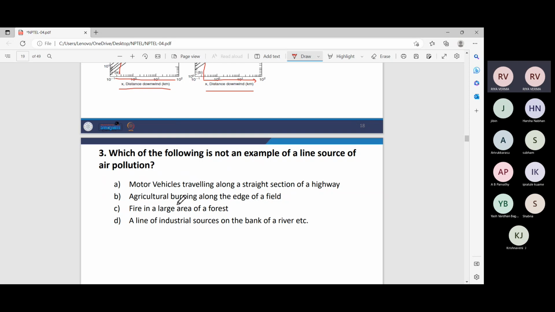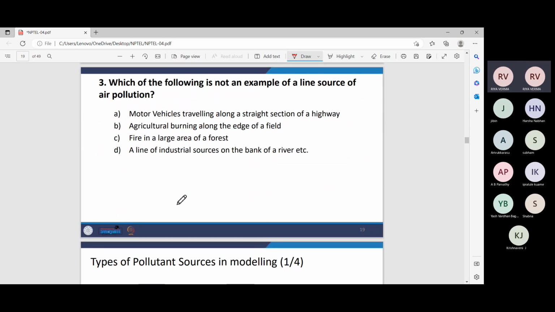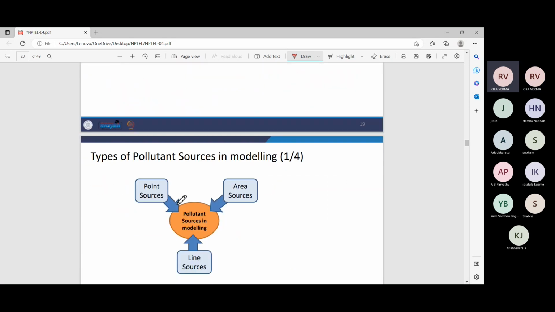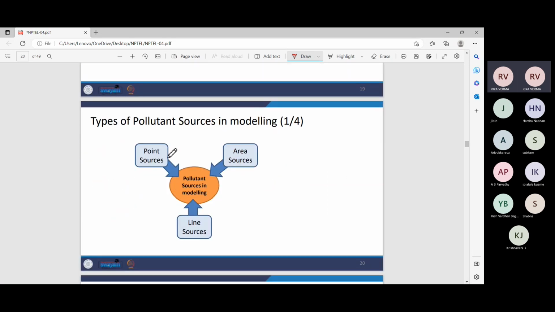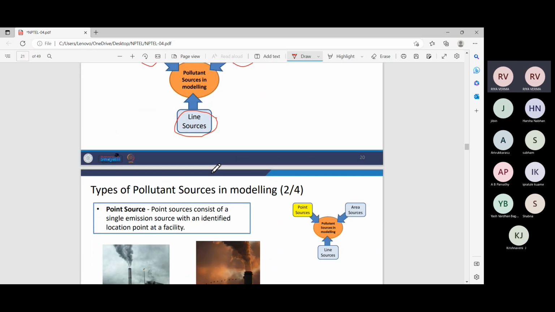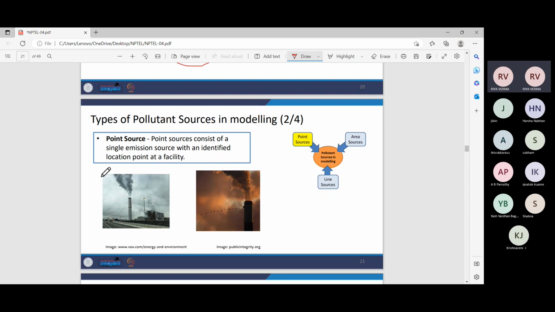Okay, so first I'll be taking the types of pollutant sources. In air pollution modeling, we have three kinds of sources: point sources, area sources, and line sources. First, point source. A point source consists of a single emission source with an identified location point at a facility. For example, chimneys. These are an example of a point source because they have a specific location, and these are single emission sources.